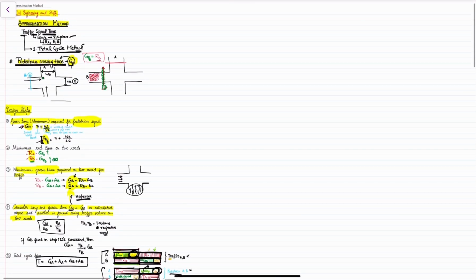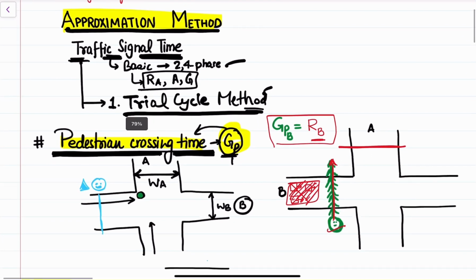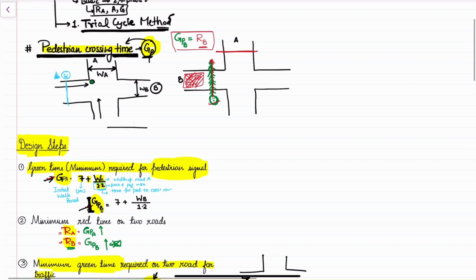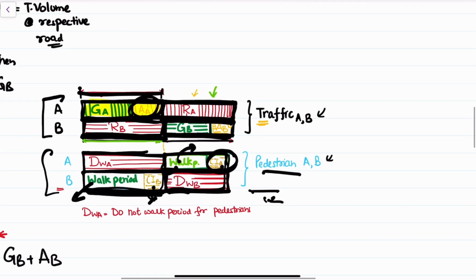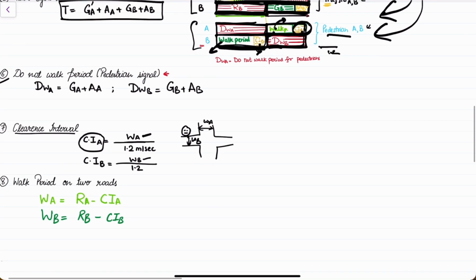So these are the design steps for the approximation method. The video is becoming too long, so I won't discuss the numerical. I'll create another lecture regarding the numerical for this method. Just go through this method once, note down everything, try to draw these phase diagrams by yourself and deduce these formulas by yourself. Once you do that, the method will be clear to you.